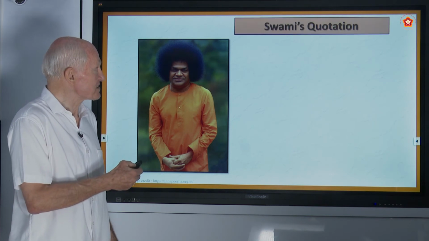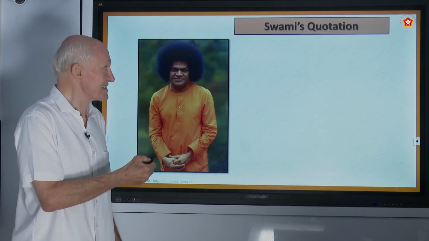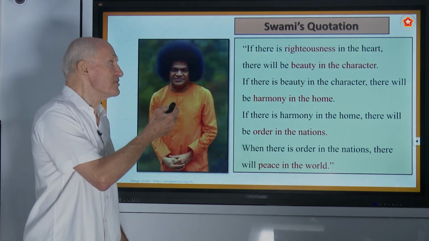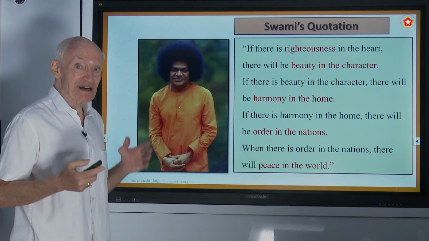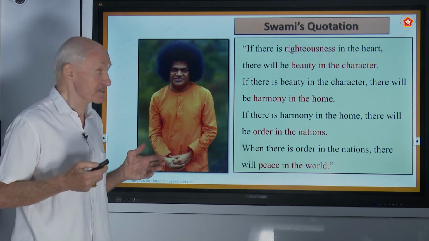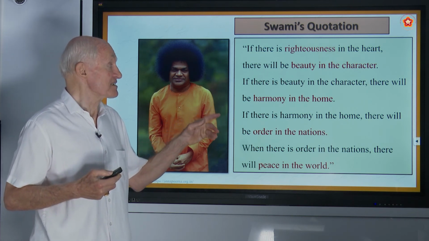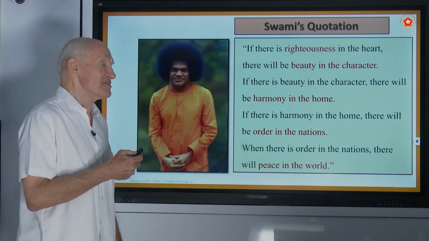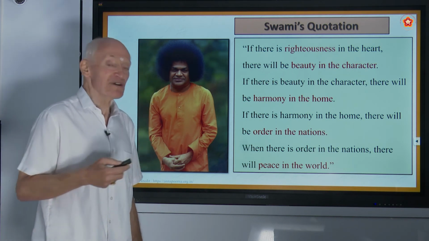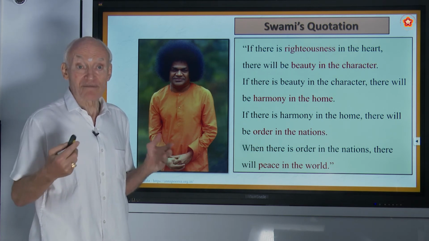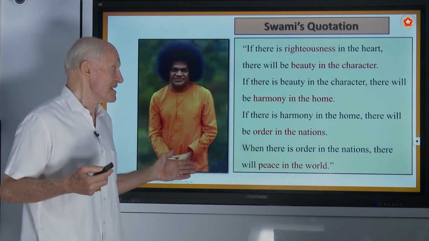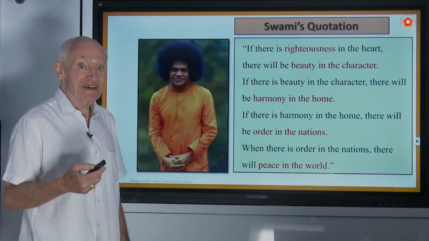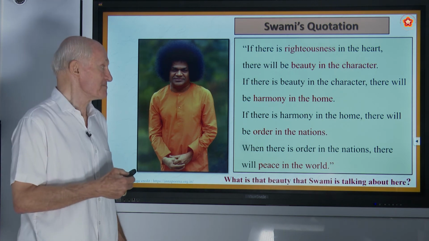Now we have Sathya Sai Baba. What does he say? Swami's quotation. He says, if there's righteousness in the heart, there will be beauty in the character. So you start with righteousness and you'll be beautiful in your character. If there is beauty in the character, there will be harmony in the home. The home will get along nicely. If there's harmony in the home, there will be order in the nations. If the homes are all harmonious, the whole nation will be harmonious. And where there's order in the nation, there will be peace in the world. So beauty is part of the worldwide peace.